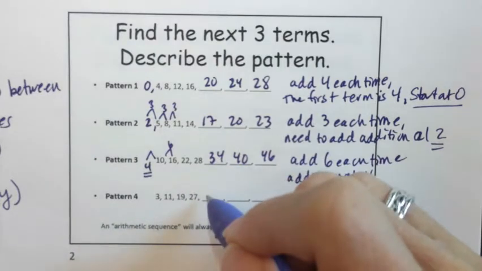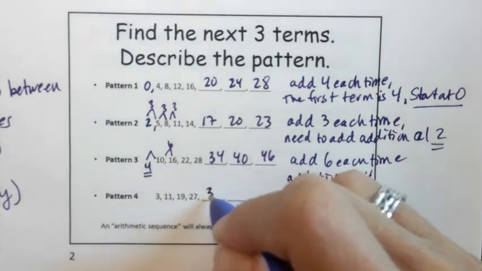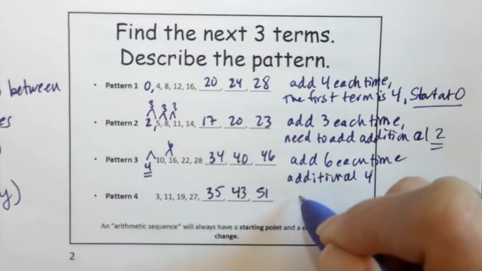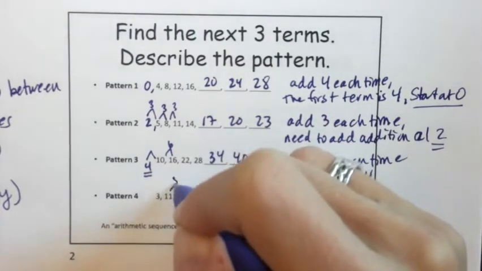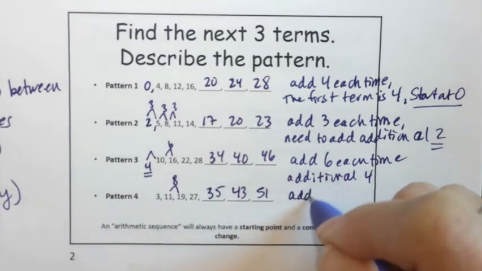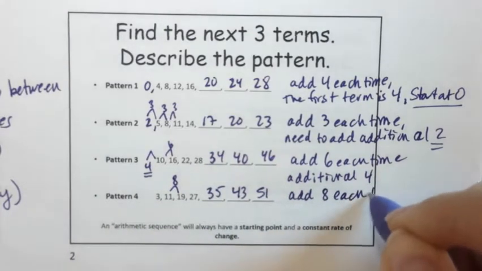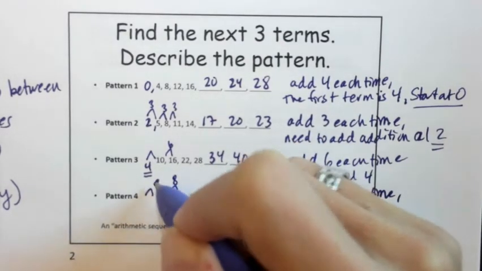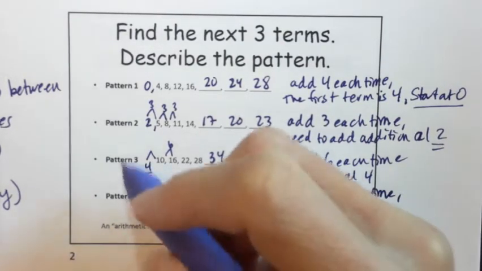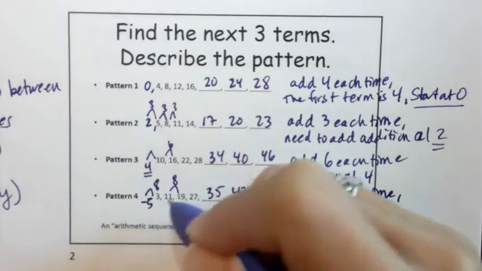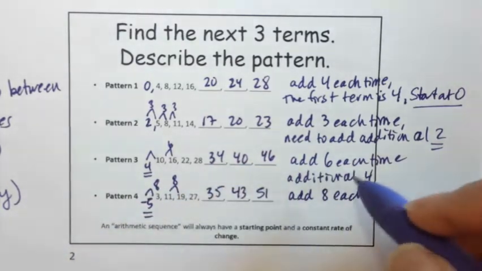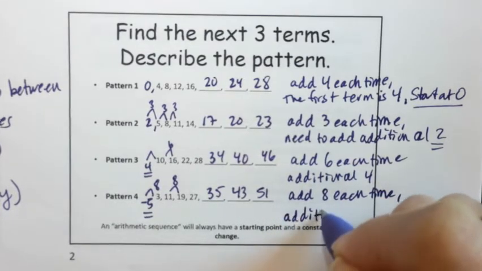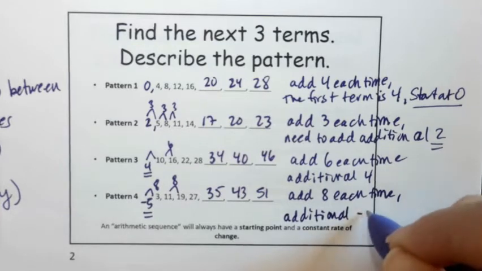Let's do the next one, the last one, 35, 43, 51. What's happening every time? There's an 8 every time. So we're going to add 8 each time. Is our pattern starting out at 8? Where would I be starting out at? -5. Right, I'd be below 0. Additional -5.